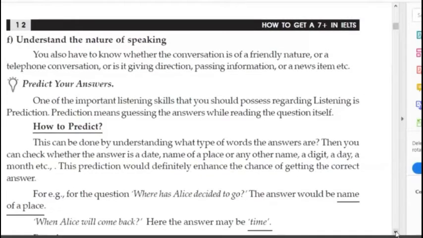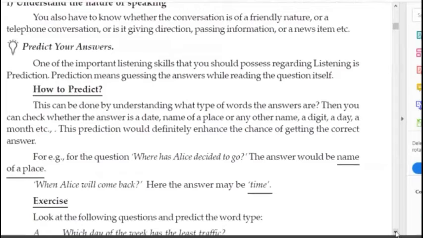Okay. For example, if the question asks you, where has Alice decided to go? What would be the answer? It would be a place. It would be definitely a place. Where has Alice decided to go? Definitely, there is no doubt about it. It would be a place name. And which place name, that you have to find out.